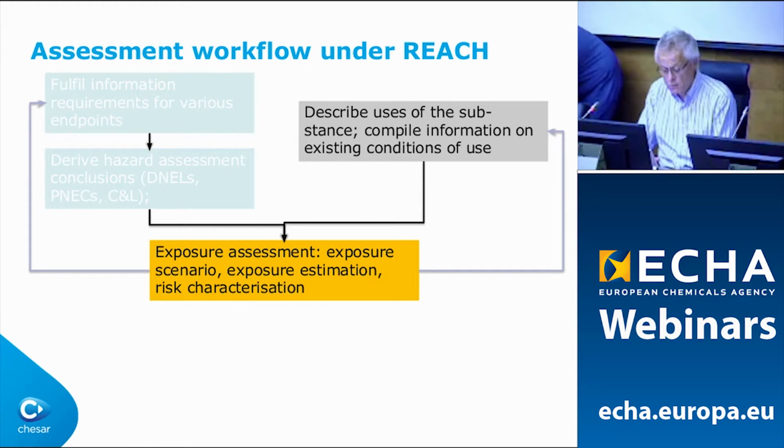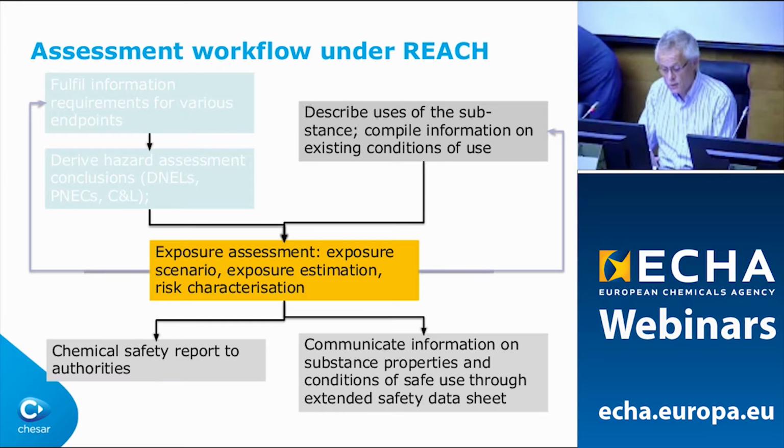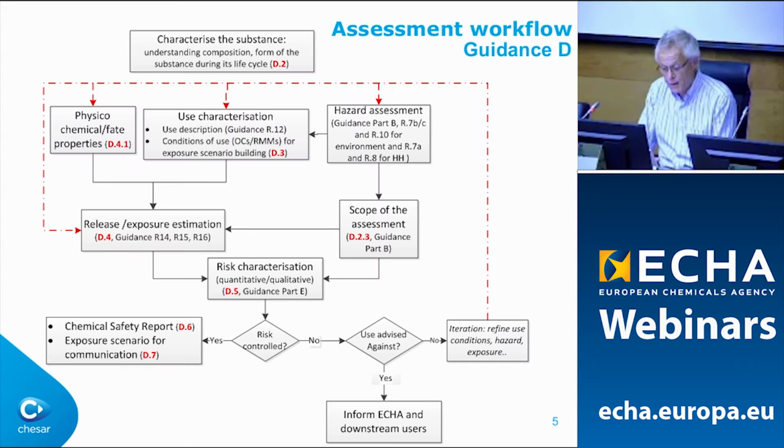Without iteration or with iteration, control of risk can then be demonstrated. The chemical safety report is derived and is sent to the authorities and put to the own files, and the conditions of safe use are communicated down the supply chain with a safety data sheet. A more detailed explanation of the workflow is included in ECHA guidance, in particular guidance part D of the guidance on information requirements and chemical safety assessment. Whoever is interested can look into this guidance for more detail.